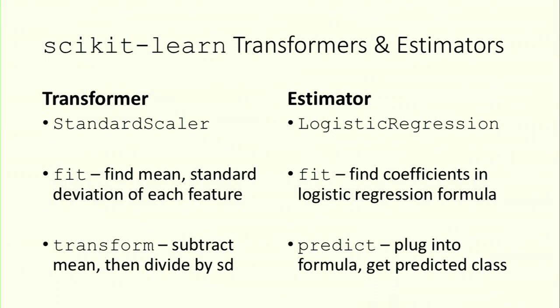contributing to the model. On the other side, we have an estimator, logistic regression. We already took a look at this one. In the fit method, we just find all those coefficients in the logistic regression formula, so all those betas. And in the predict method, we plug the new data into that logistic regression formula, and we get the predicted probability, which we turn into the predicted class.